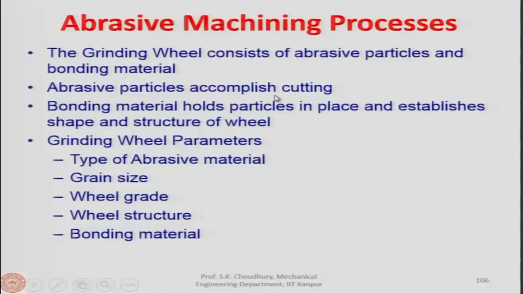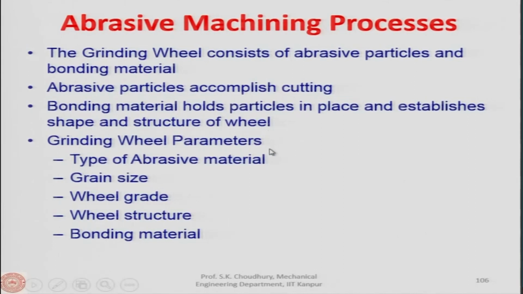So, that binding material is important because how strong the grinding wheel will be depends of course on the binding material that I am coming to. Abrasive particles accomplish cutting. Bonding material holds particles in place and establishes shape and structure of wheel. What is structure we will explain after a while.